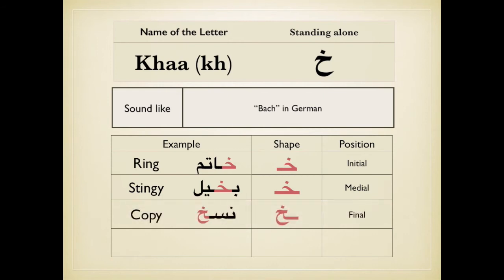The final position for Khaa, as you see the shape, and the example here is نسخ, copy. The isolated position for Khaa when it's standing alone, as you see, and the example here is خوخ, peach.